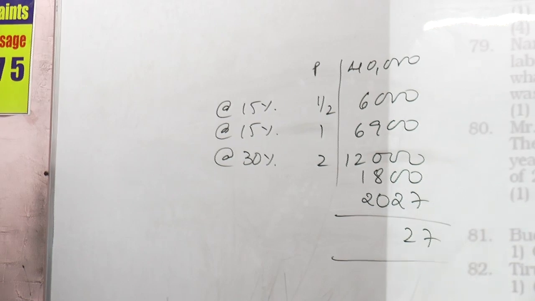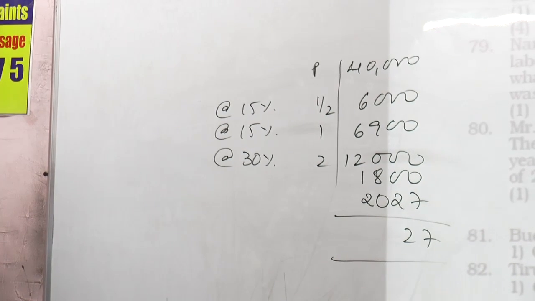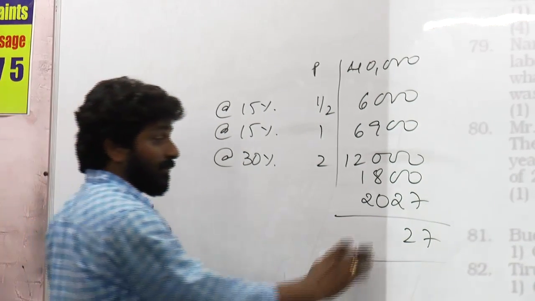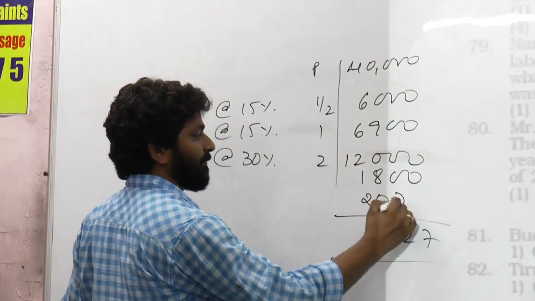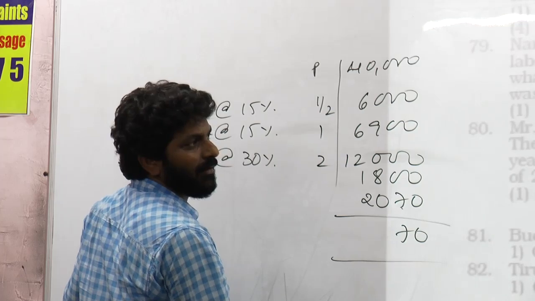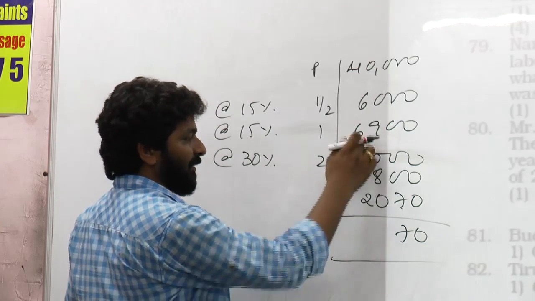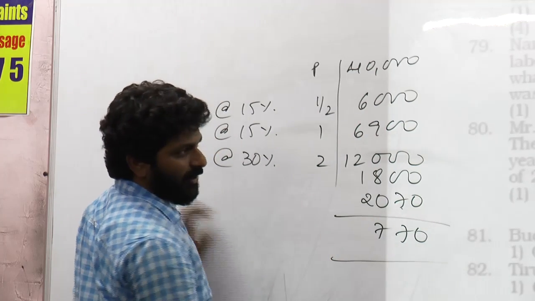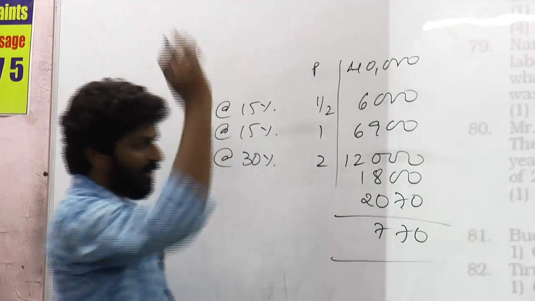800, 1,800, 3 times 90 is 270. 2,070. Right. Your answer should end with 70. How many are there? Last but one. Your answer should end with 770. How many are there? Only one. That's the final answer.